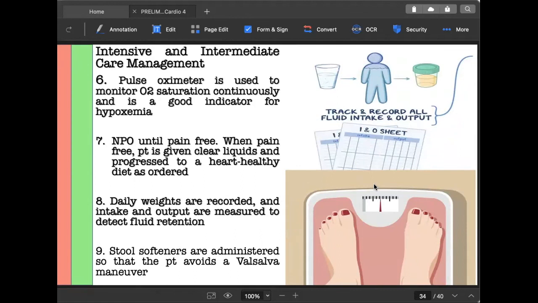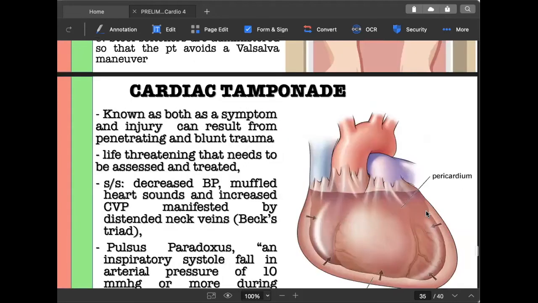Daily weights are recorded, and intake and output are measured to detect fluid retention. Now, stool softeners are administered so that the patient avoids a Valsalva maneuver. Remember, these are being precipitated by exertion of effort. Now, in order for them not to have angina or myocardial infarction, they should not be having difficulty in defecating. Okay?